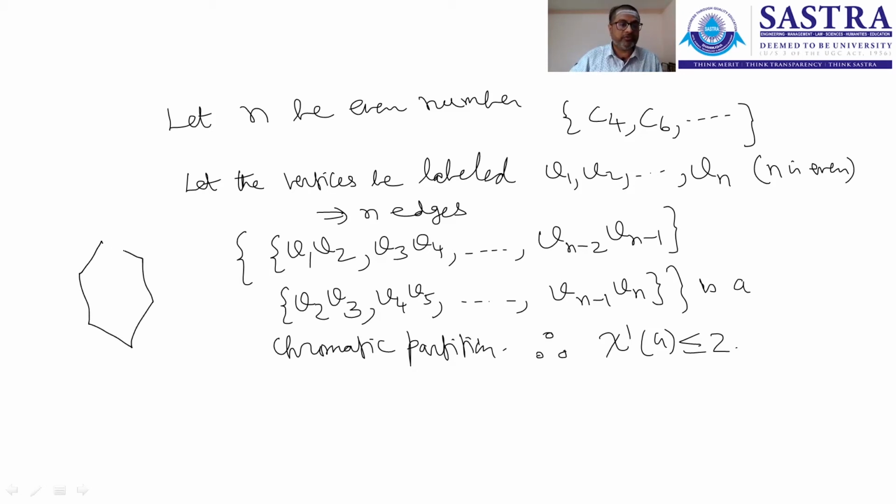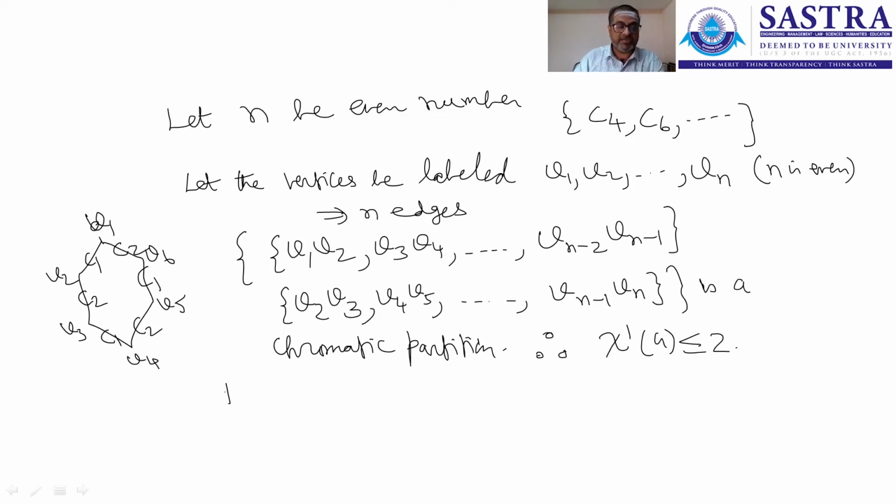Okay, C6. I'll name the vertices V1, V2, V3, V4, V5, V6. So now you can see that you have 6 edges. This is colored C1, this is colored C2, this is colored C1, this is colored C2, this is colored C1, this is colored C2. That is what I have written in the general form.